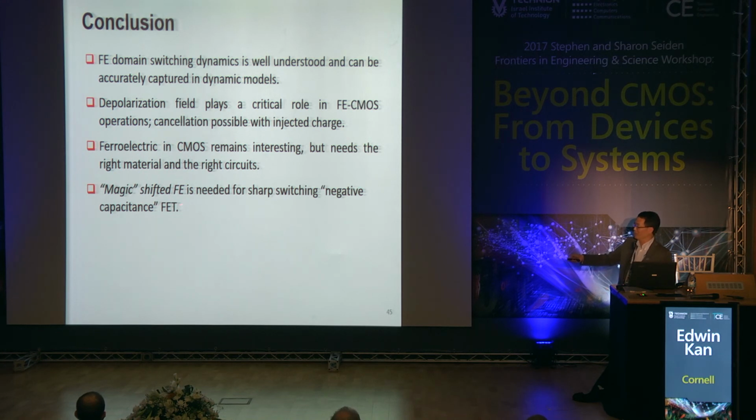The very last point: if you need a negative capacitance, then we really need this magic material that has the shifted polarization curve. I won't say it doesn't exist. It's just that that material hasn't been identified yet. It's not a ferroelectric, but hopefully that material can exist so we can enjoy sharper switching switches.